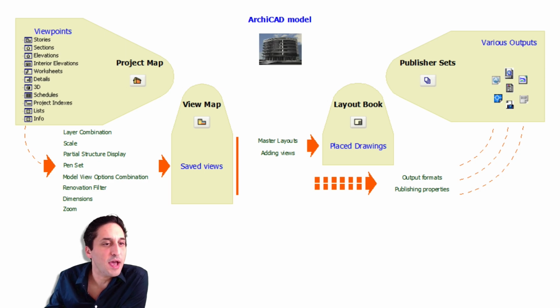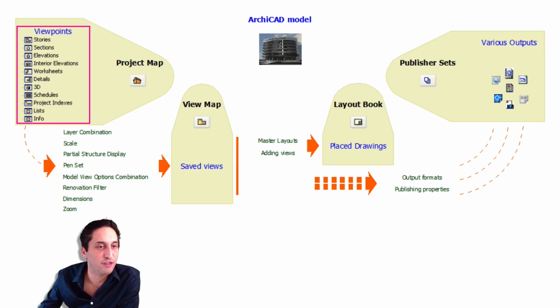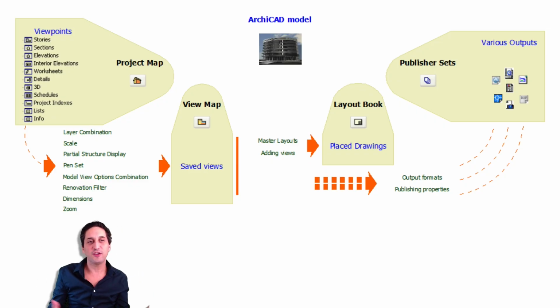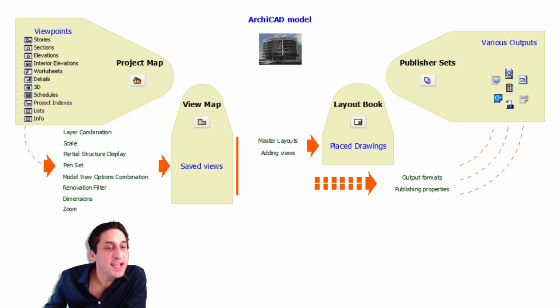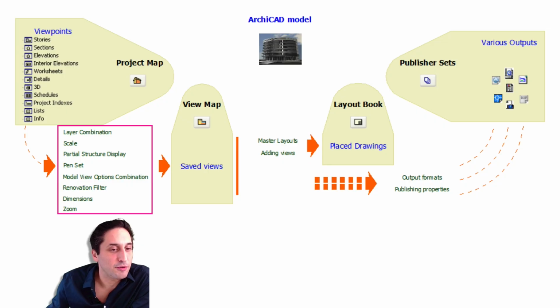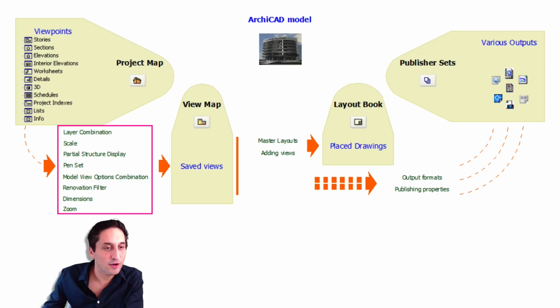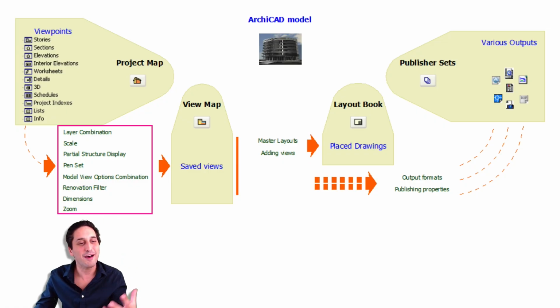In the project map we get viewpoints: stories, sections, elevations, worksheets, 3Ds, all of that. With no specific order or setting, we just get what we got. Then we can apply a layer combination, a scale, a pen set, a renovation filter, a dimension type, a zoom.